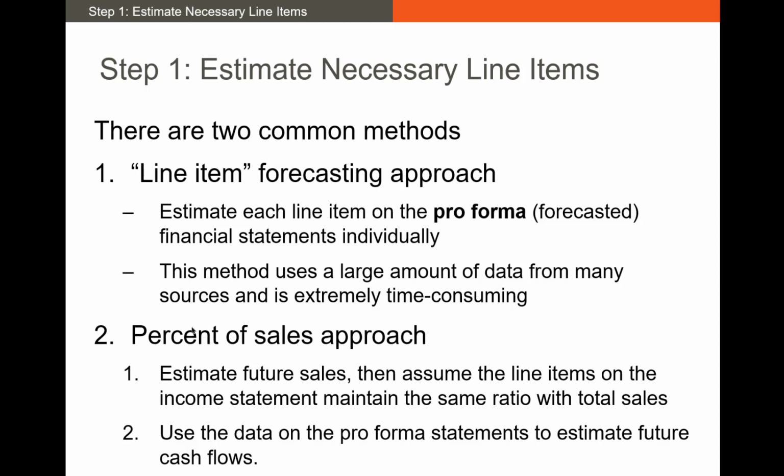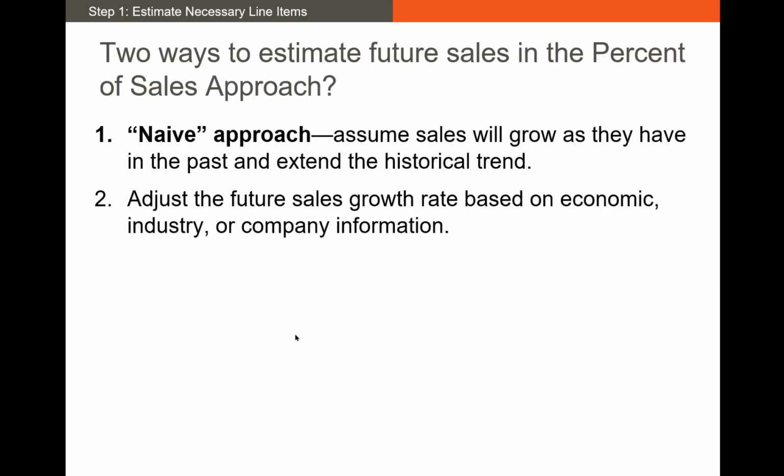The easier approach is the percent of sales method. With this one, our primary focus is on estimating future sales, or rather future sales growth. And then we just assume that every other line item, like net income, gross income, huge number of things, tax liability, all of these things remain the same ratio of total sales in the future that they were in the past. So all we're doing is just trying to forecast sales growth. If you can estimate that, this is the easier method.